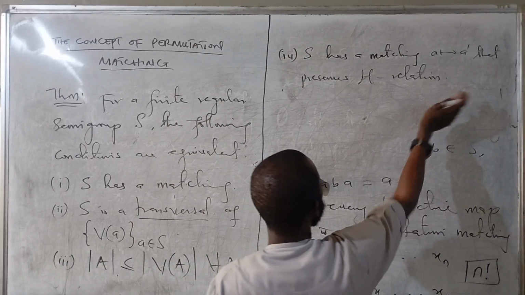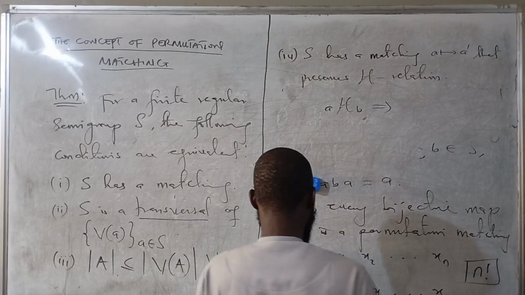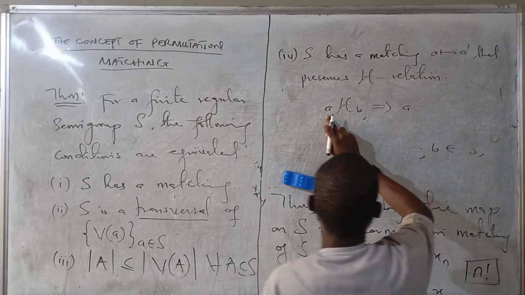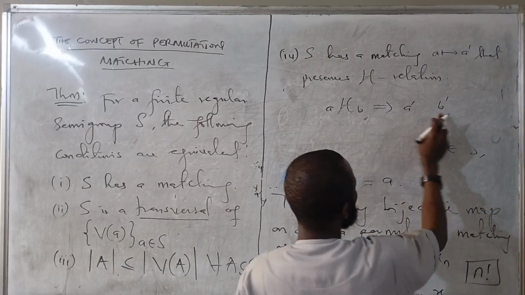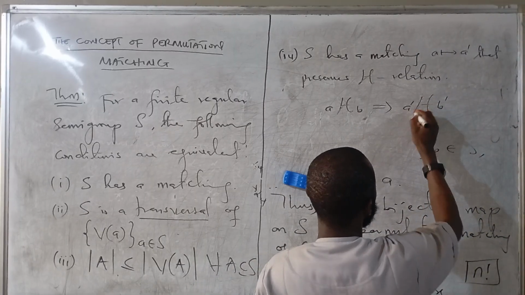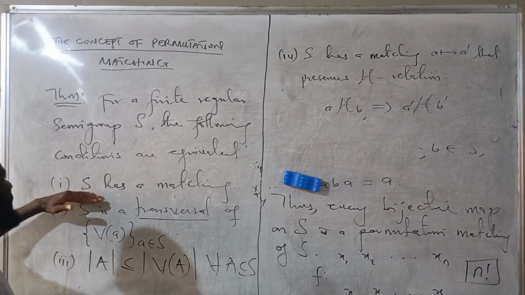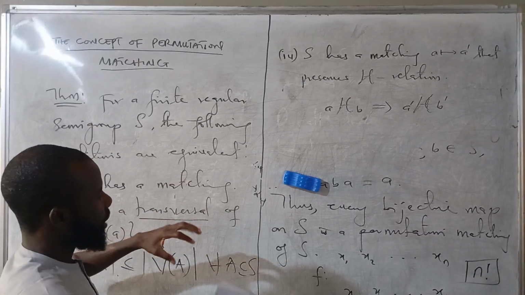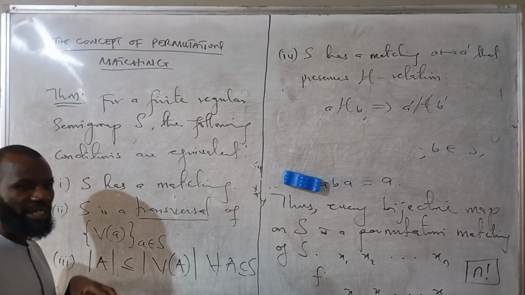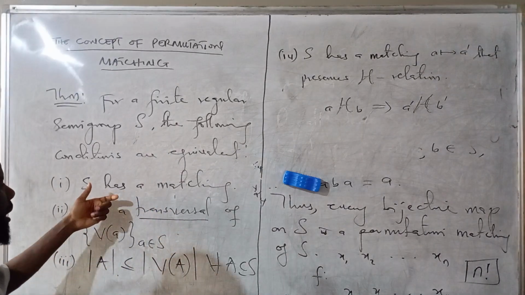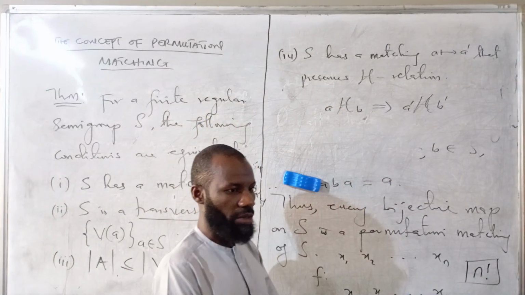What does this mean? When you say preserving Green's H relation, it means if A is H related to B, then under the matching, A will be mapped to A prime and B will also be mapped to B prime. So these will also be H related. So there is a matching that is H class preserved. Even if a particular matching exists, that matching may not be H class preserving, but that is already implying that there should be a matching that preserves H classes.